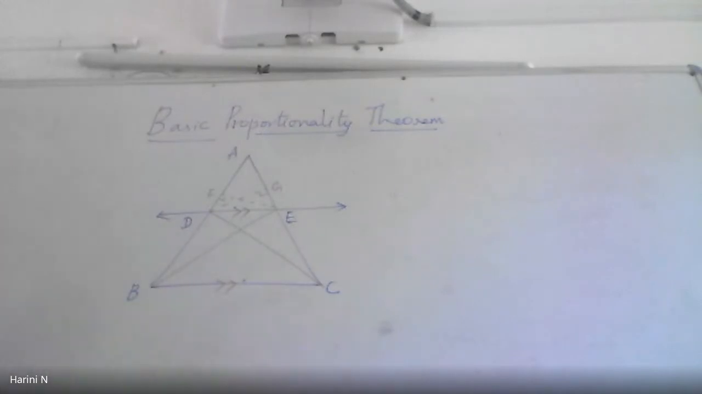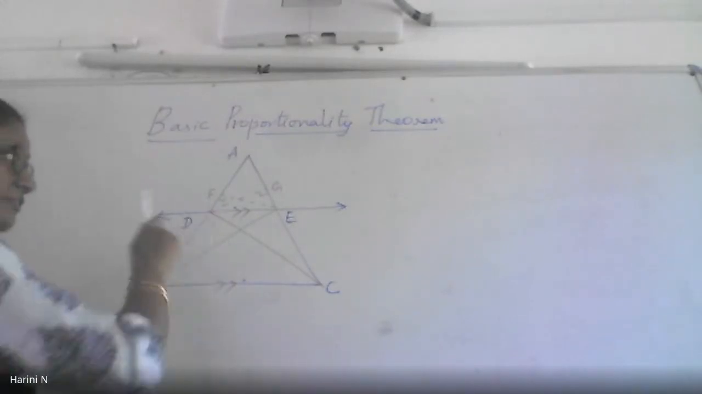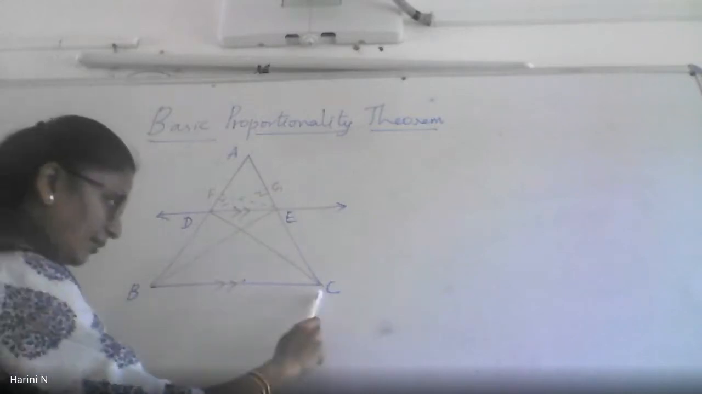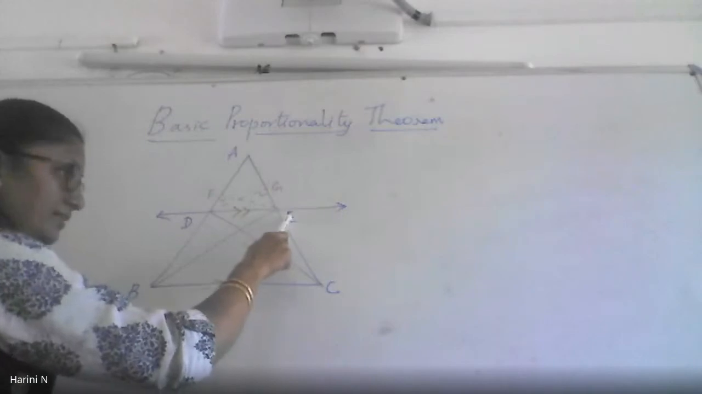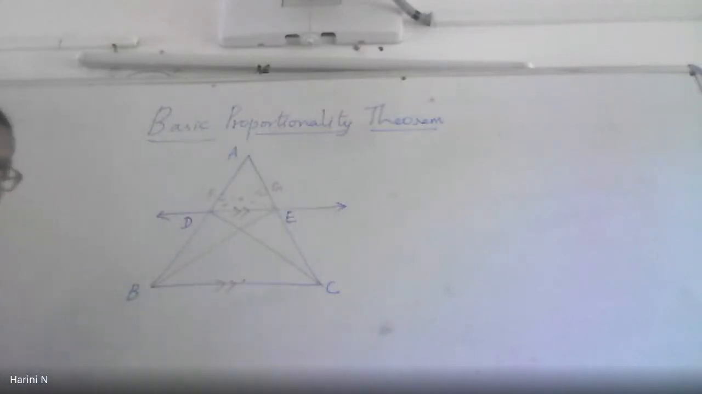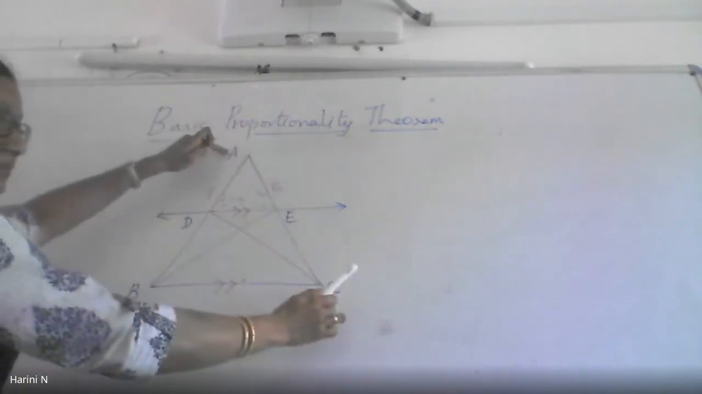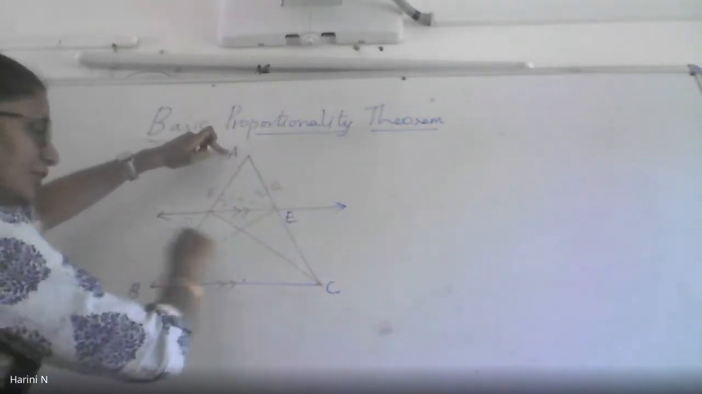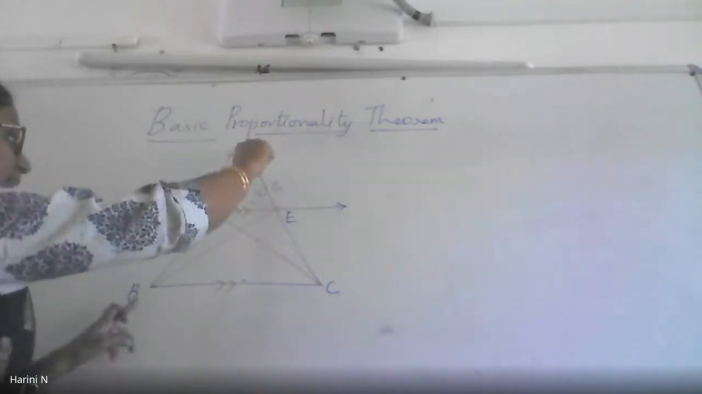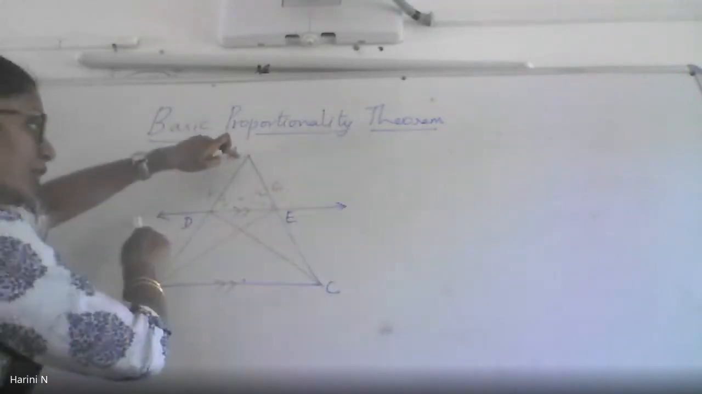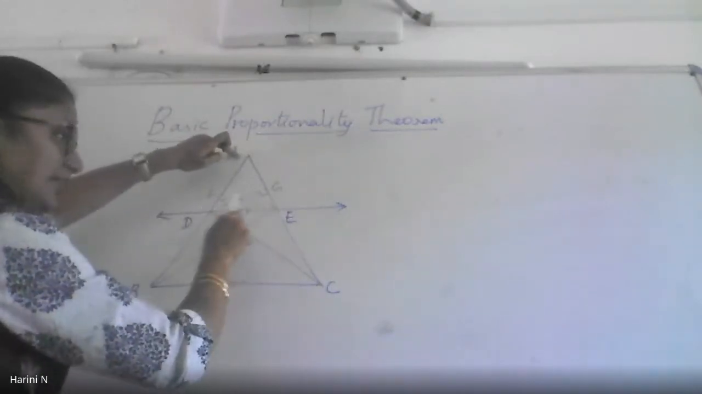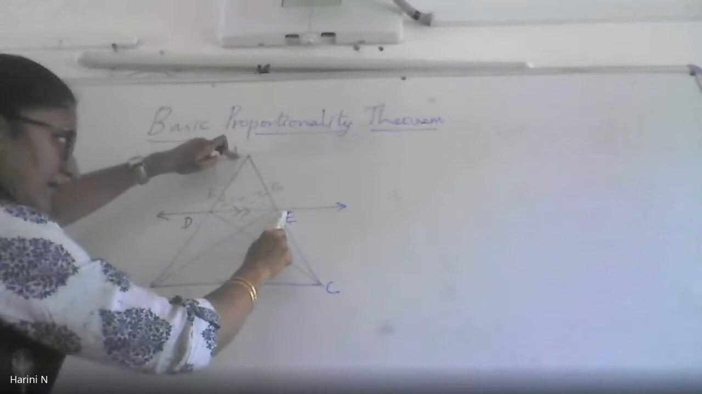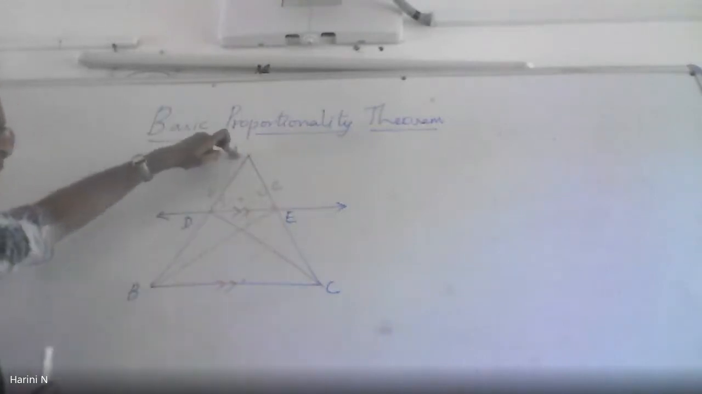Then there is something which is going to happen. If a line is drawn parallel to one side of a triangle, intersecting the other two sides at distinct points, then what is going to happen? The other two sides, which are the other two sides? AB and AC, because to the side BC you have drawn the parallel line. So the other two sides are AB and AC. They are divided in the same ratio.